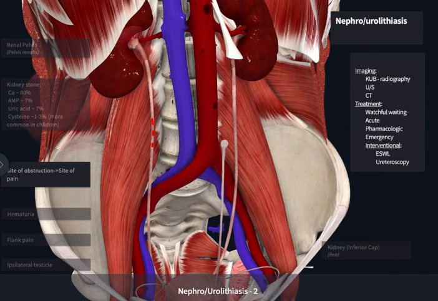Urgent decompression of the collecting system with either percutaneous drainage or ureteral stenting is indicated in septic patients with obstructing stones, bilateral obstruction with acute kidney injury, and unilateral obstruction with acute kidney injury in a solitary kidney.